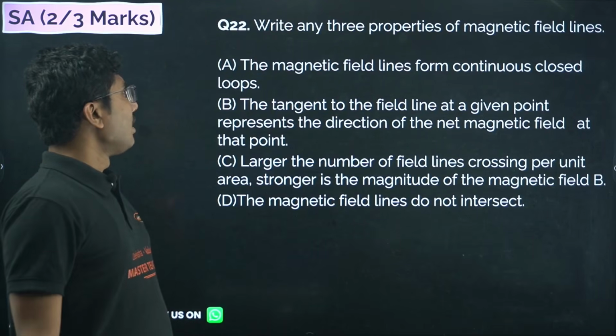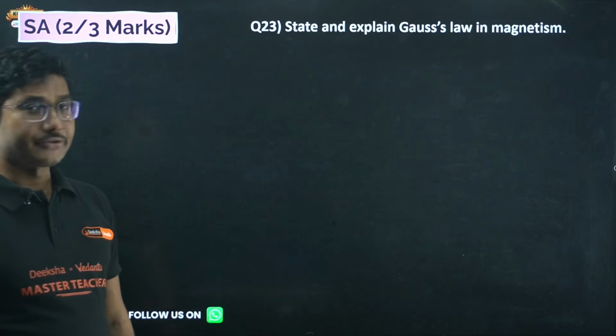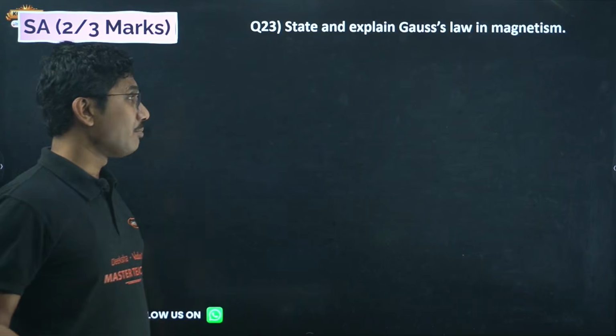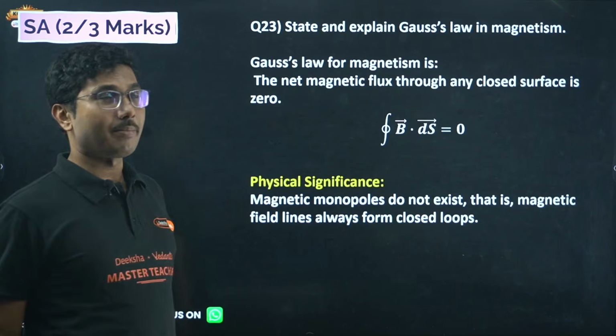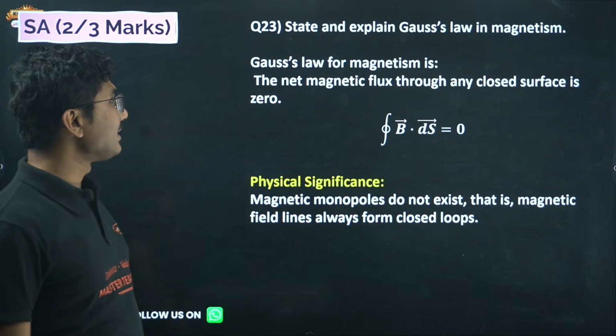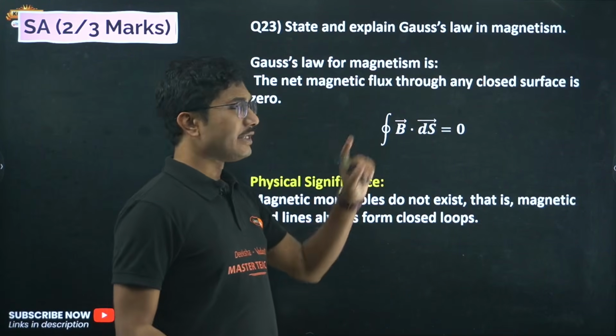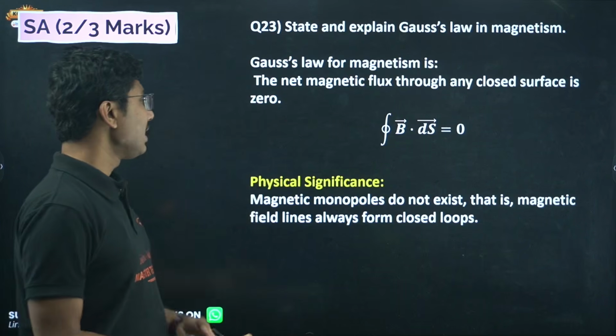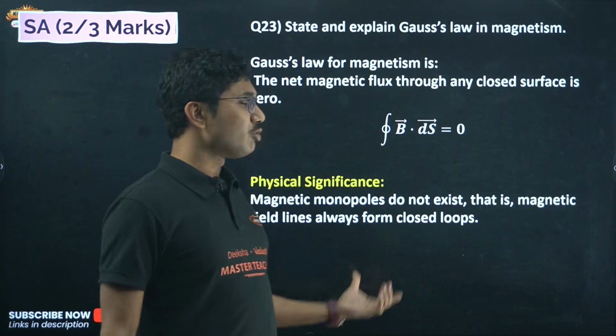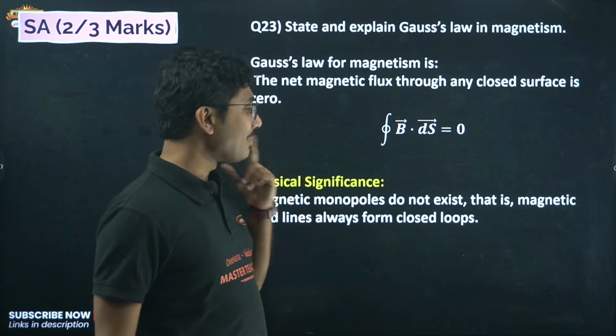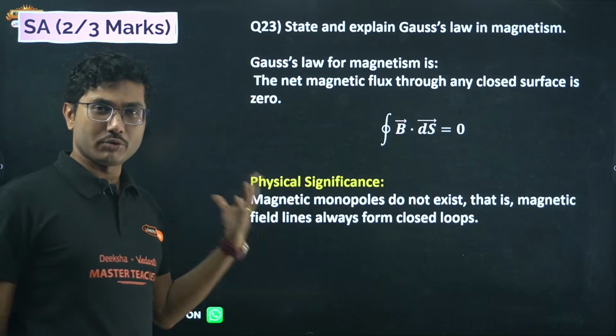Now next, state and explain Gauss's law in magnetism. Very important question. This has also come in the past. Gauss's law of magnetism states that the net magnetic flux through any closed surface is 0. So B dot dS equals 0. What is the significance? The significance is that magnetic monopoles do not exist. That is, magnetic field lines always form closed loops.